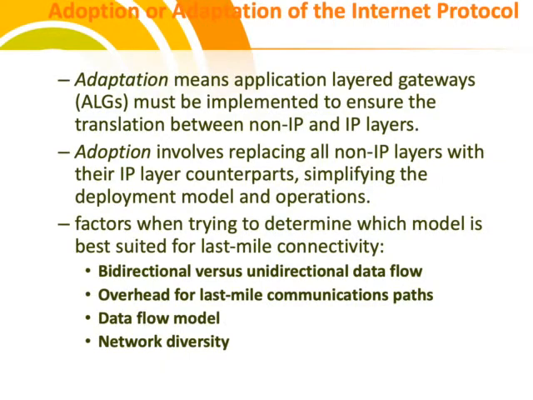Then we have something called adoption of Internet Protocol. So adaptation means application layer gateways can be implemented to ensure the translation between non-IP and IP layers. So we'll see in detail about this adaptation. Whenever we want to implement our sensors, we need something called ALG, application layer gateway, based on the sensor that we use.